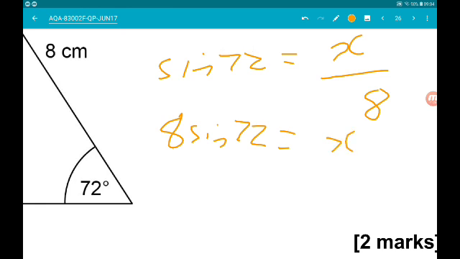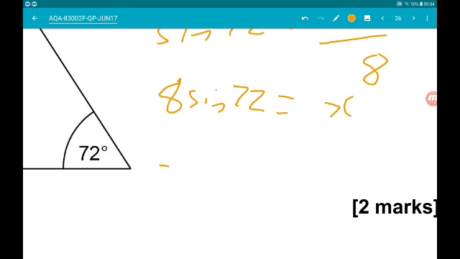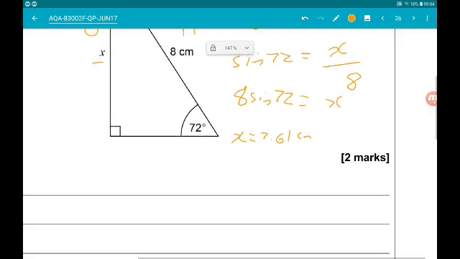Plonk that in our calculator. And we get 7.61. So x is 7.61 centimetres. Cool. And with that guys, the paper is done.